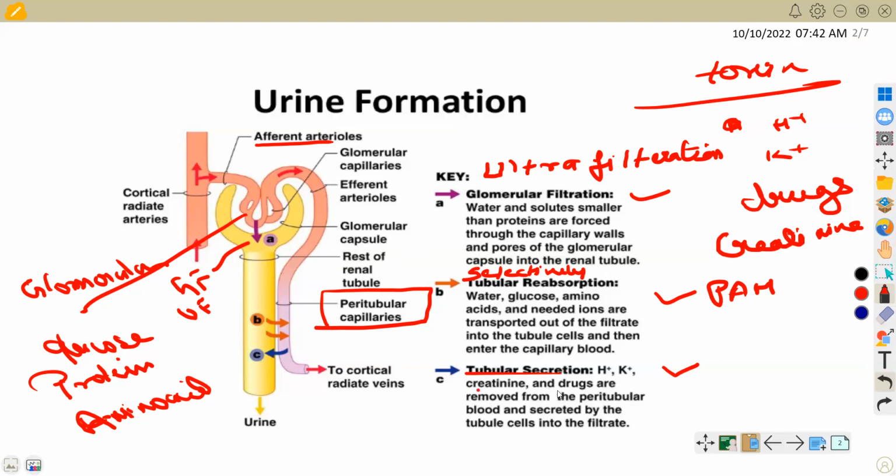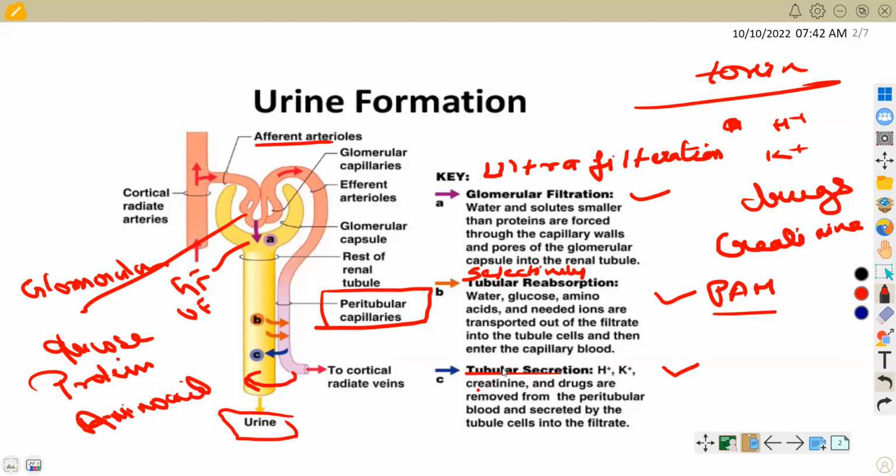The creatinine, the drugs, the para-aminohippuric acid, the waste products, which should not be given to circulation, rather completely discarded out of the body, are given back to the capillaries of the nephron, so that they are discarded out in urine. So these are the three steps for urine formation, which are glomerular filtration, selective reabsorption, and tubular secretion.